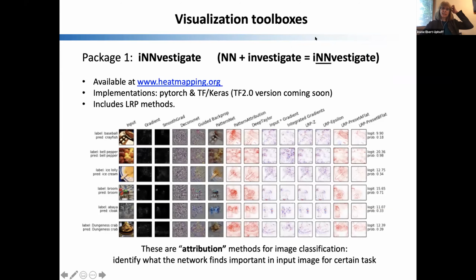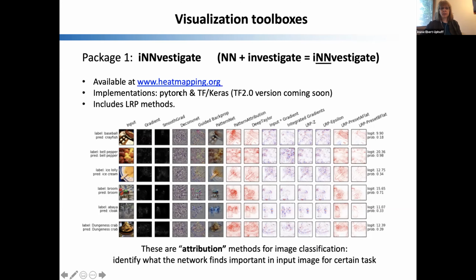So as I said, you don't have to code this up yourself. There are visualization toolboxes. Package number one, I would suggest, is the iNNvestigate package. If you're wondering about the grammar in this word, if you take a neural network and stick that into investigate, then you get iNNvestigate with a double capital N. Here's where you can download it. It's all free. It's open source.